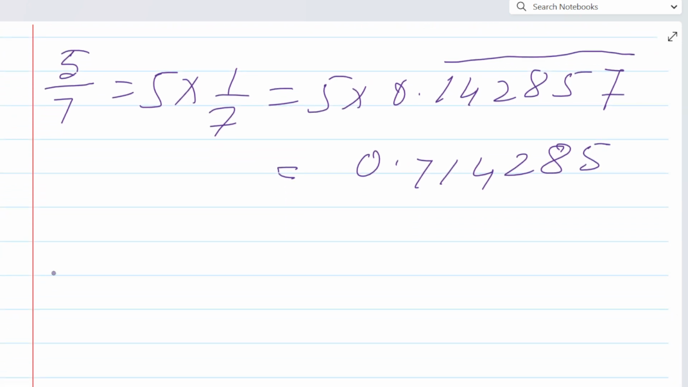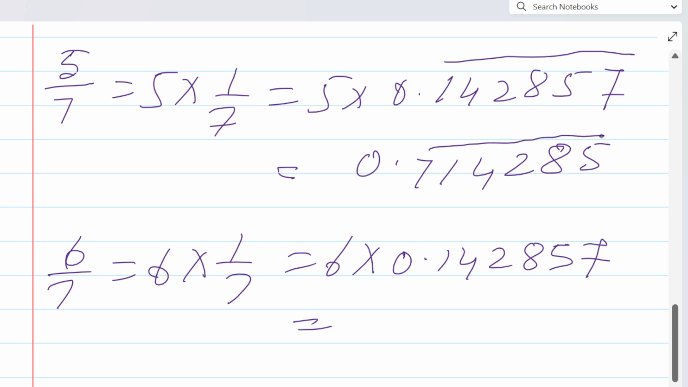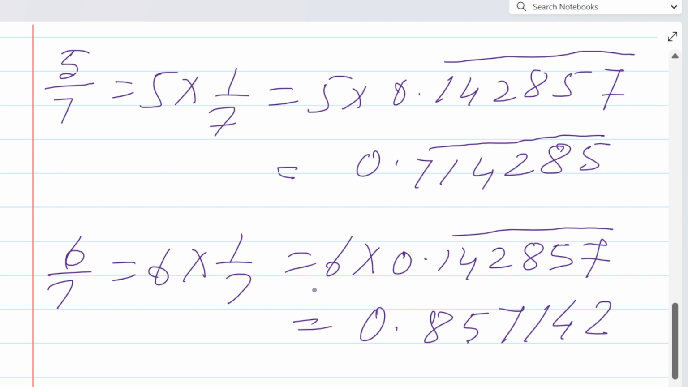Okay, and the last one, that is 6 by 7. 6 into 1 by 7, that is 6 into the same value, 0.142857, and the bar is there. Okay, don't forget this bar. This bar means these numbers are repeating. If you multiply, you get 0.857142. So this is the answer.